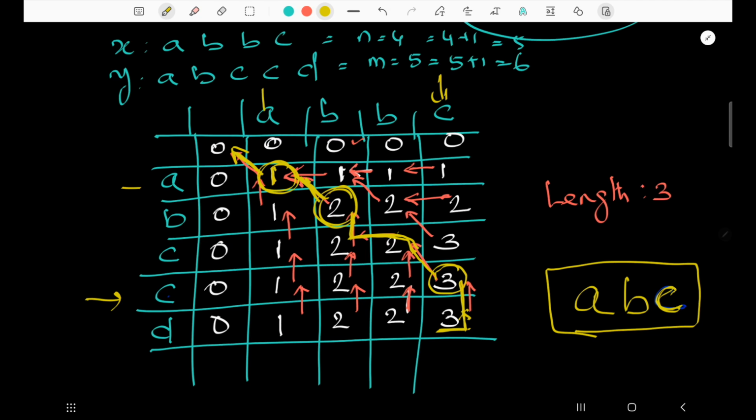Clear? This is how we use dynamic programming to find the longest common subsequence. Clear, guys?